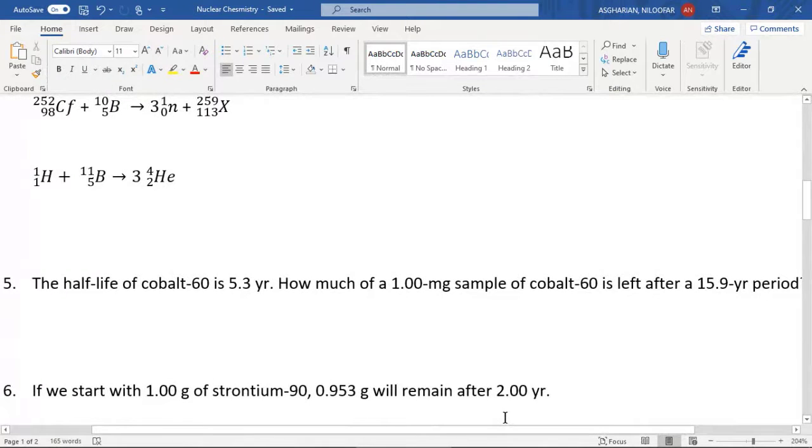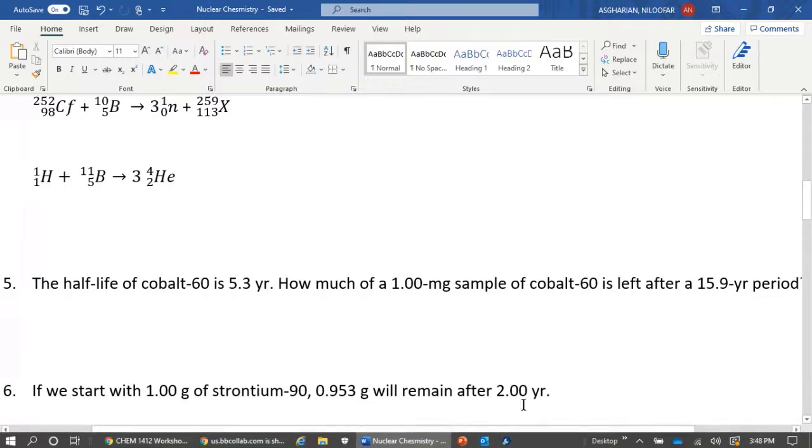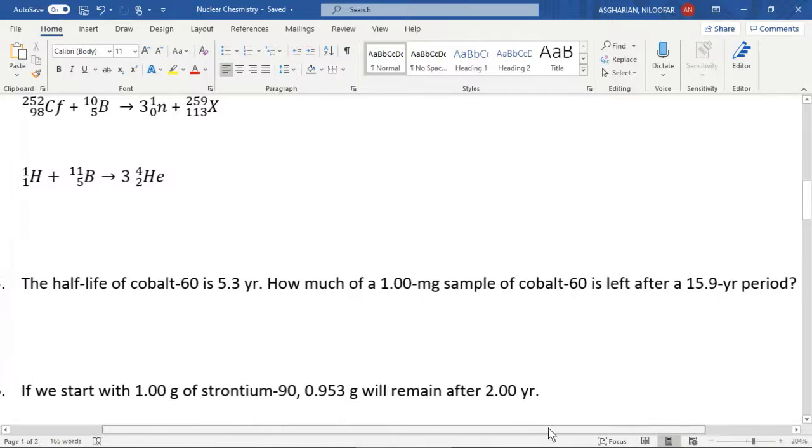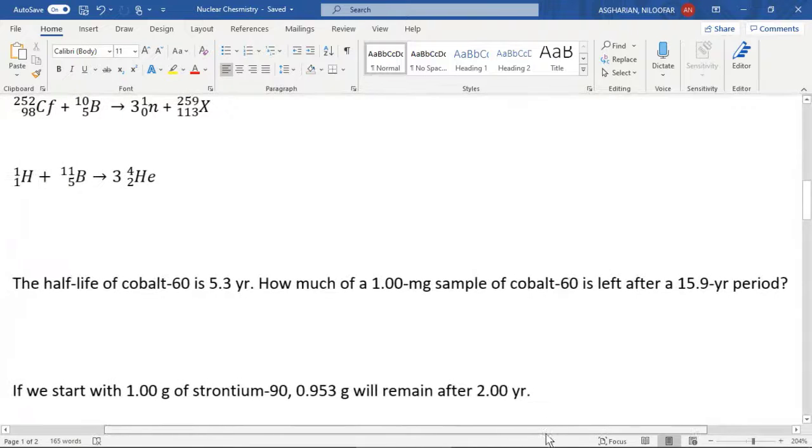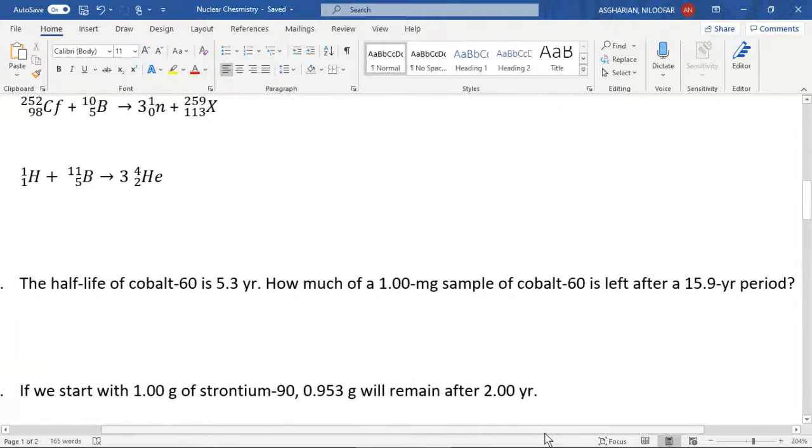Okay, so they tell us the half-life of a radioactive element, cobalt-60, is 5.3 years. How much of a 1 milligram sample of cobalt-60 is left after a 15.9 year period? How do I attack this problem? I remember something about exponents. I'm trying to remember the exact one.